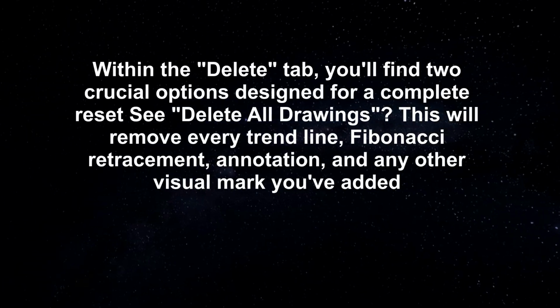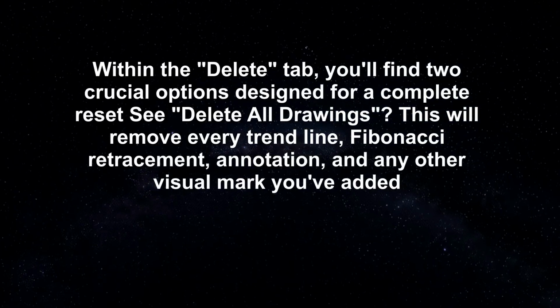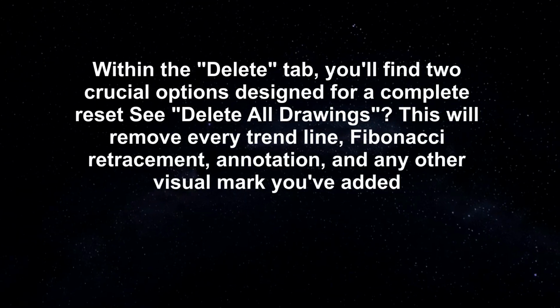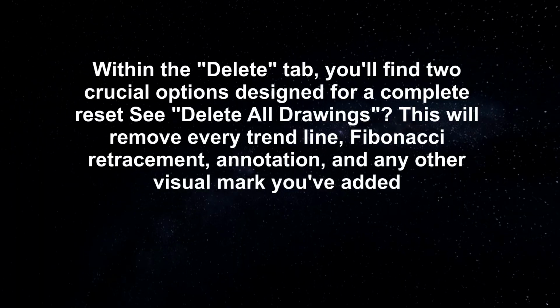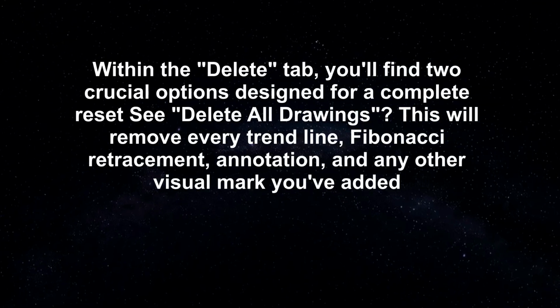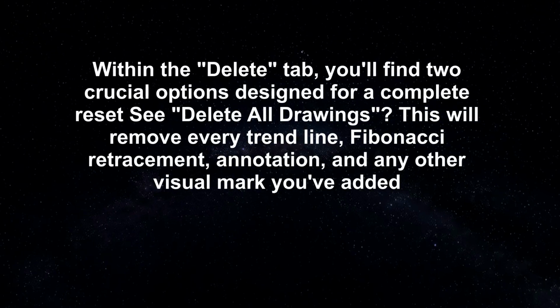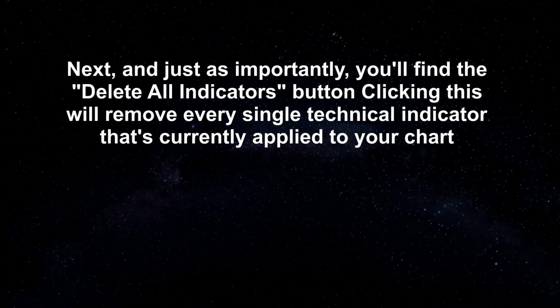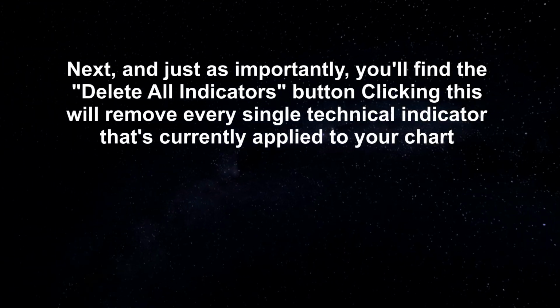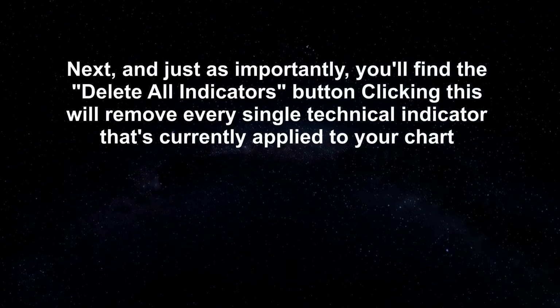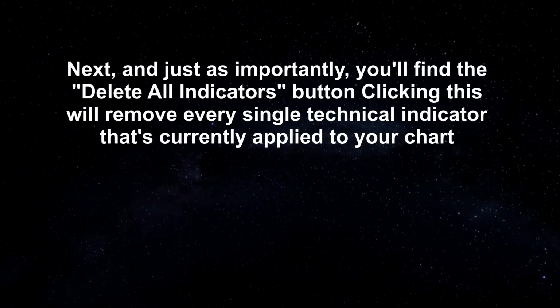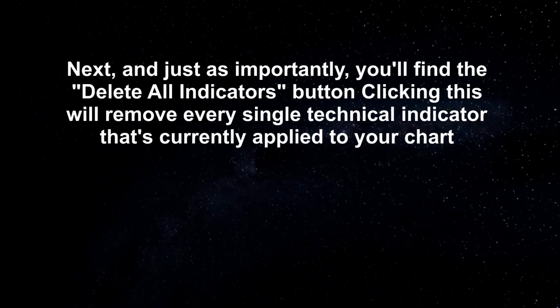Within the Delete tab, you'll find two crucial options designed for a complete reset. Delete all drawings. This will remove every trend line, Fibonacci retracement, annotation, and any other visual mark you've added. Next, and just as importantly, you'll find the Delete all indicators button. Clicking this will remove every single technical indicator that's currently applied to your chart.